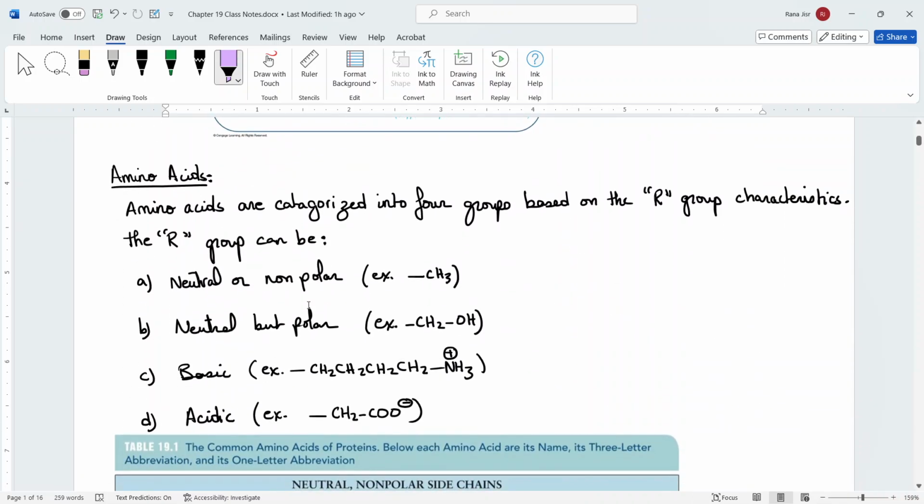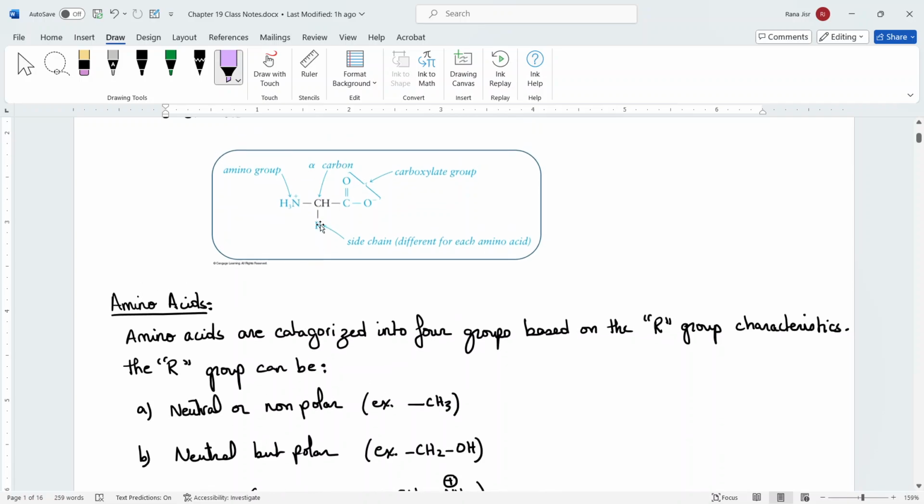So there are 4 types of amino acids. The amino acids are classified into 4 groups, and those 4 groups are based on the R group that is connected to the alpha carbon. So the first one is the neutral or non-polar amino acids, and their R chain is not polar. For the neutral and polar amino acids, this means that their R chain is polar.